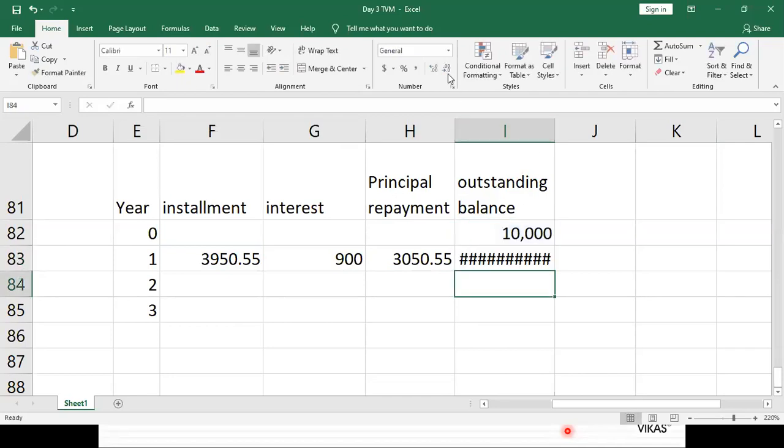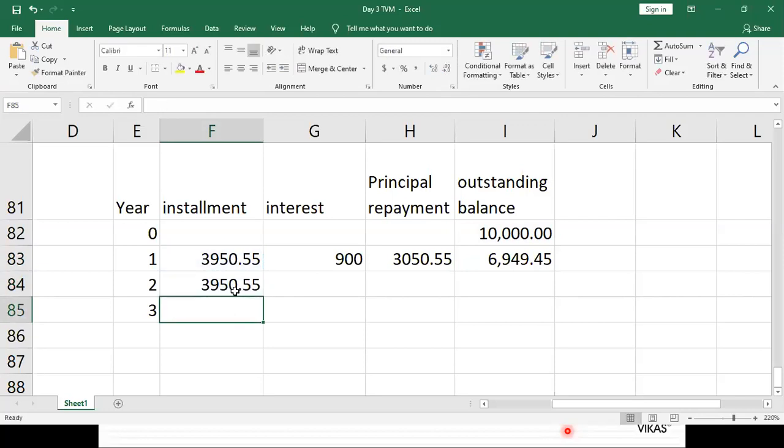Then we take the new outstanding balance. Again, we have to pay the same installment at the end of year two. At the end of year two, we have to pay installment 3,950. From this installment, there are two components: interest and principal repayment.